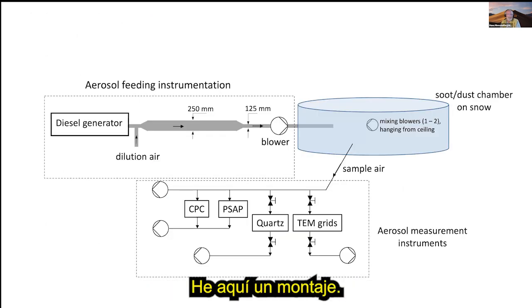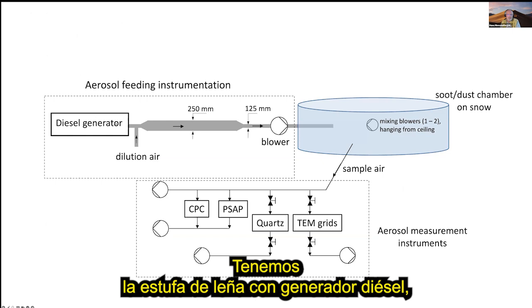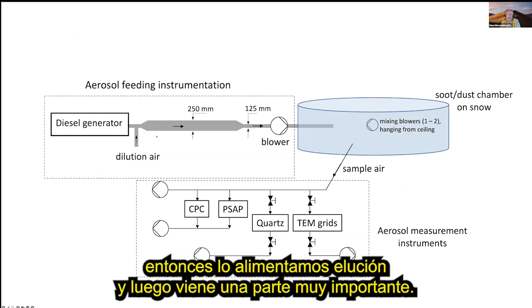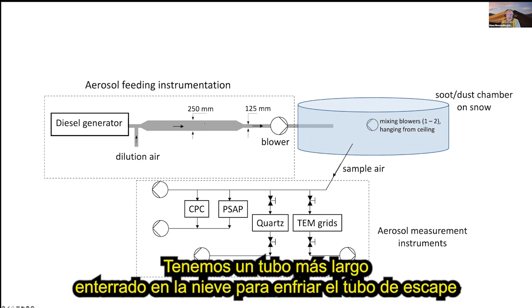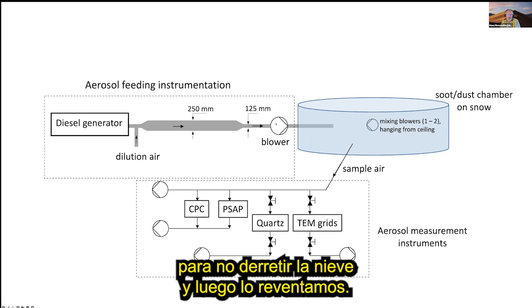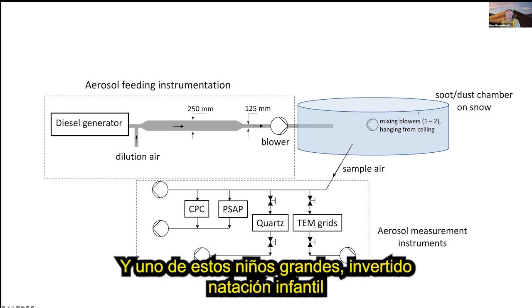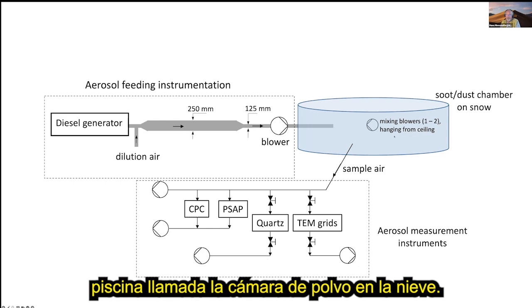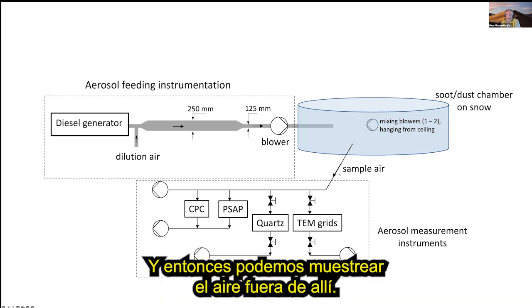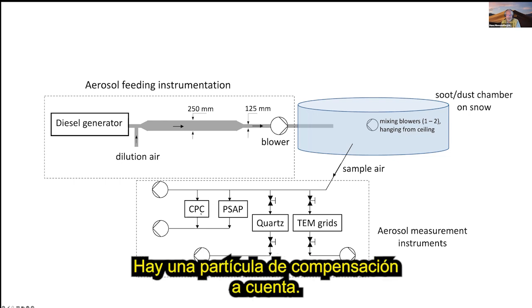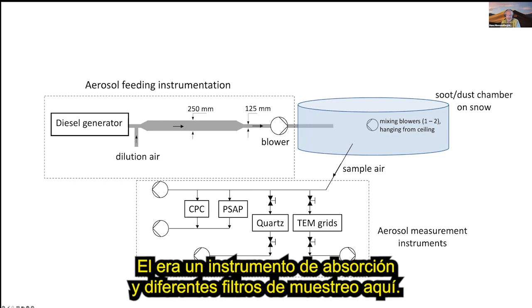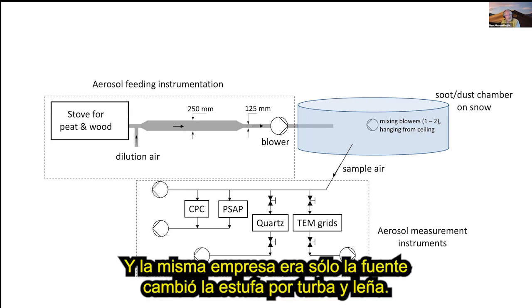Here is the setup. We have either a diesel generator or wood stove, then we feed it dilution air, and then comes a very important part. We have a longer tube buried in the snow to cool the exhaust so we don't melt the snow. And then we blow it into one of these big inverted kids' swimming pools, we call it the soot dust chamber on snow. Then we can sample the air out of there, and we have a small trailer with a condensation particle counter, an absorption instrument, and different filter samplers. It's the same with just the source changed, the stove for peat and wood.